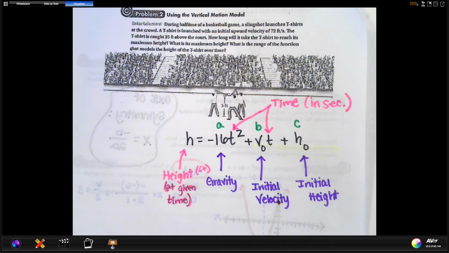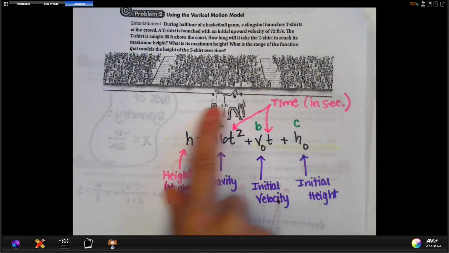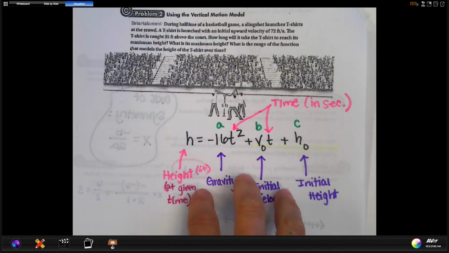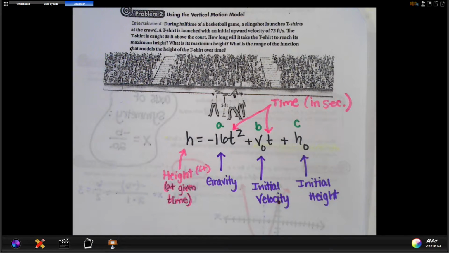How long will it take the t-shirt to reach its maximum height? What is the maximum height? What is the range of the function that models the height of the t-shirt over time? Okay, so our first thing is we want to change our general format and put in the information we know, right? So let's do that.